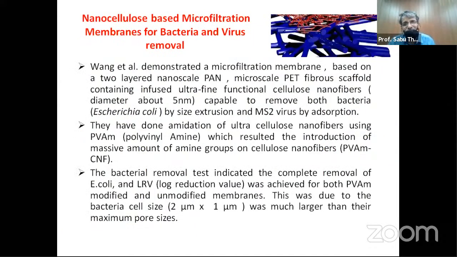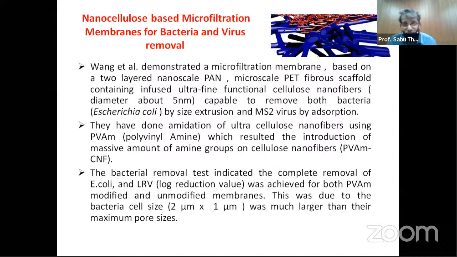You see, look at this filter. Bacteria size is much bigger. So if you just filter the water through this filter, the hole is so small, it can remove bacteria by the size exclusion principle, because the hole size of this filter is small, so bacteria cannot pass through. The water will flow, bacteria will be retained by the filter. But in the case of virus, it's not possible. Viruses are so small. Look at coronavirus. The size is in the range of 100 to 120 nanometer.